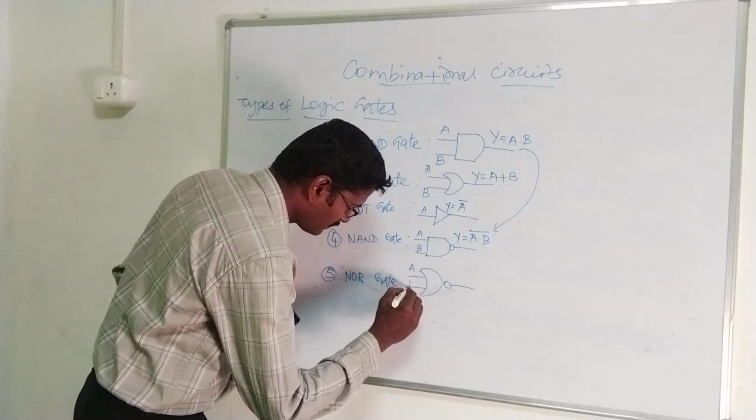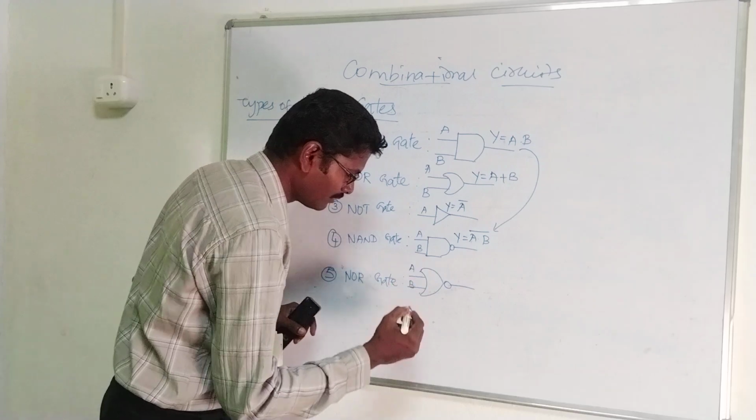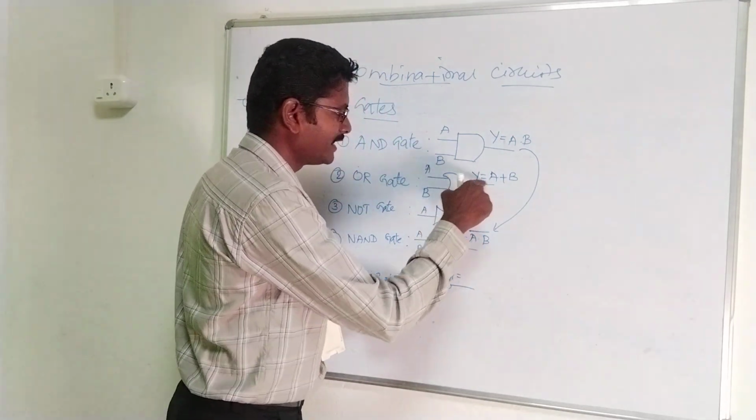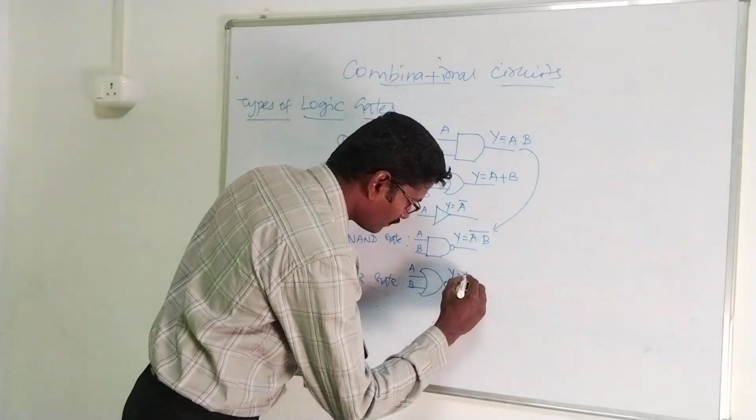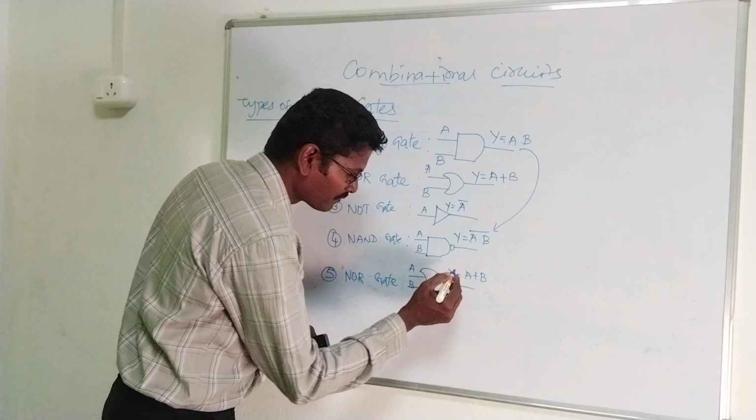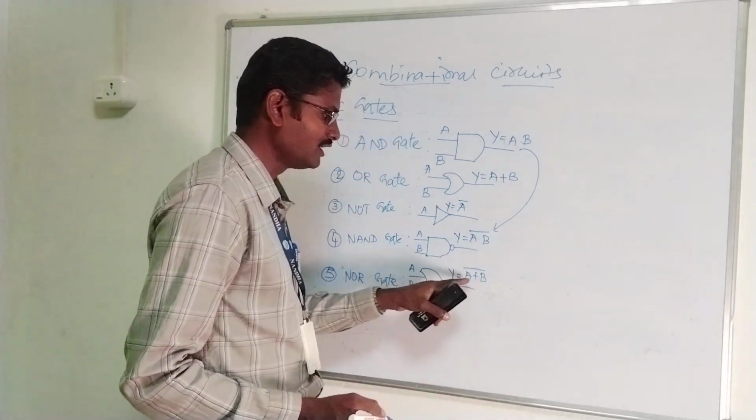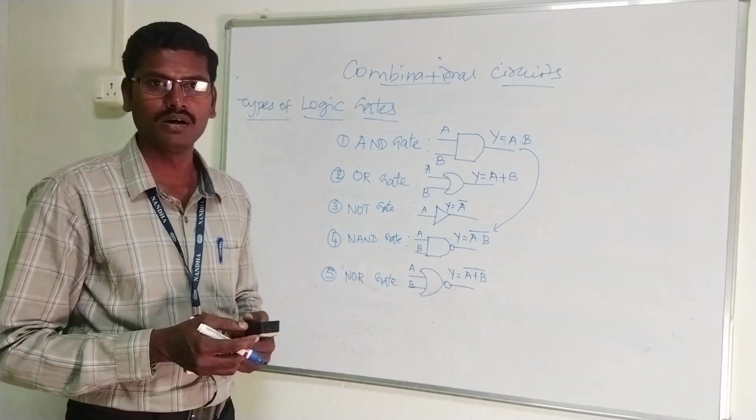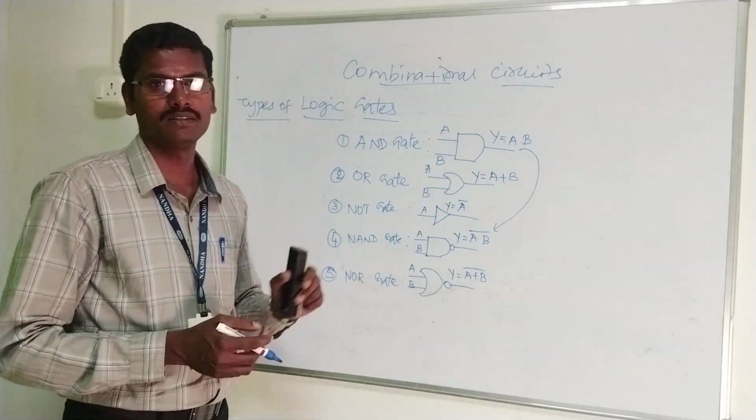So input A, B, two input variables A and B, and the output variable Y. The output for OR gate is Y is equal to A plus B, but I have used a bubble in the output of OR gate, so the expression becomes Y is equal to A plus B the whole bar. Inversion operation of OR gate is the NOR gate, right?